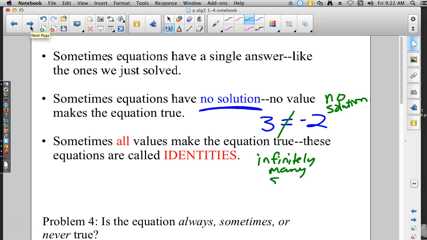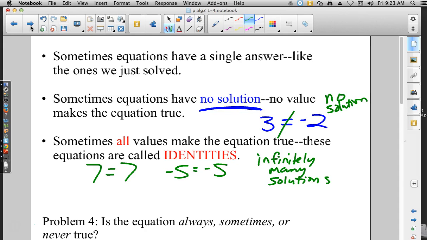That means whatever number you put in for x, it's going to work. This you will know because you're solving away and all of a sudden you get 7 equals 7, 3 equals 3, negative 5 equals negative 5. Those are always true. So we have 2 things that can happen besides getting just one answer.